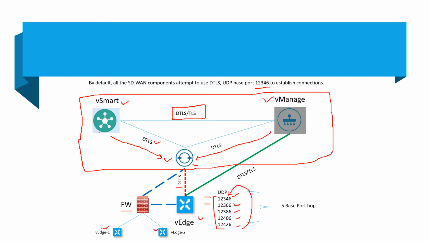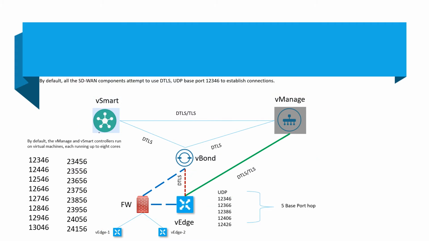And once you are authenticated, that authentication happens based on the serial number, chassis number, and the certificate, which comes by default with the vEdge. Once you're authorized by the vBond, vBond is going to return the IP address for the rest of the controllers, and you can start forming the tunnels. As we already discussed, all the SD-WAN components attempt to use DTLS UDP-based port 12346 by default to establish connections.